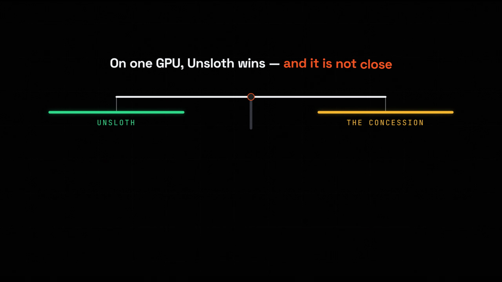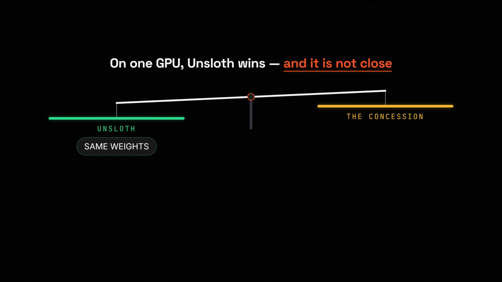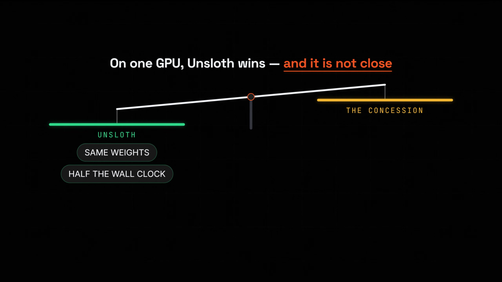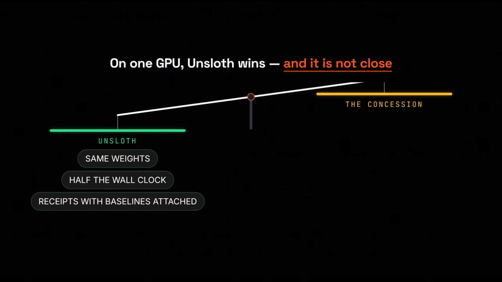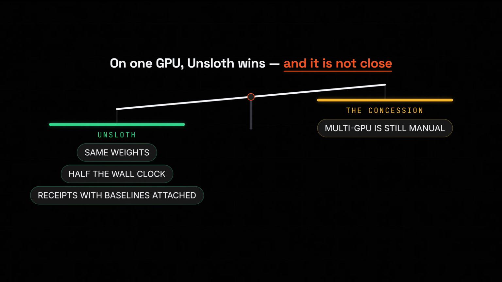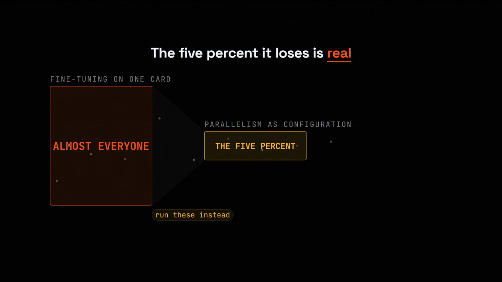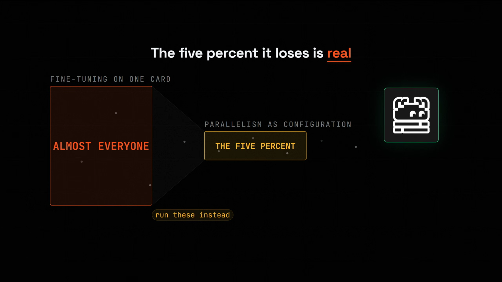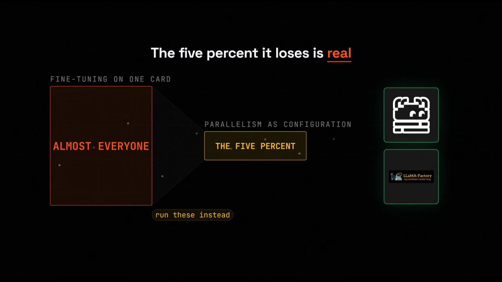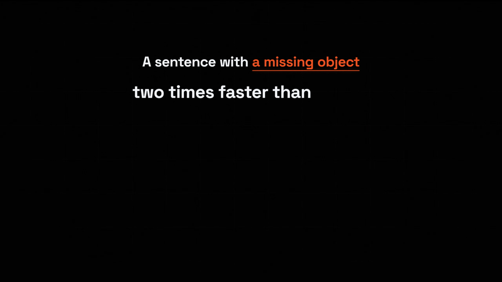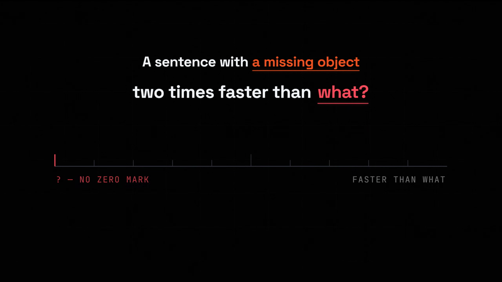So here's the call. If you are fine-tuning on one GPU, and almost every tutorial you will ever read assumes you are, Unsloth wins and it is not close. Same weights, roughly half the wall clock, a fraction of the memory, and the receipts are published with their baselines attached. The 5% it loses is real though: multi-node shops, and anyone who needs parallelism as configuration instead of as a workaround. Those people should be running Axolotl or LLaMA-Factory, and Unsloth's own documentation will tell you the same thing if you read past the README. The thing worth being annoyed at here is not a company. It is the multiplier with nothing attached to it.